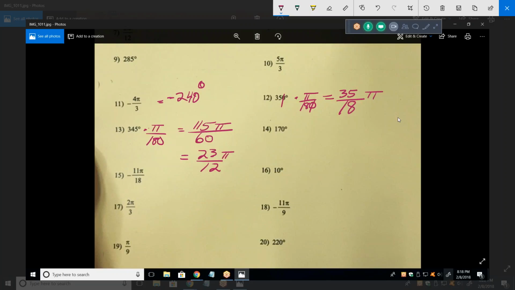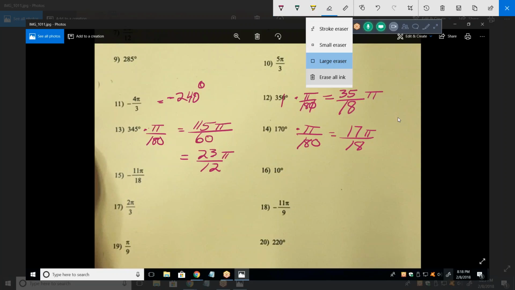Okay, 14. So 170 times pi over 180. Be careful here. It's 170 pi over 180, which is 17 pi over 18. Okay, number 15.